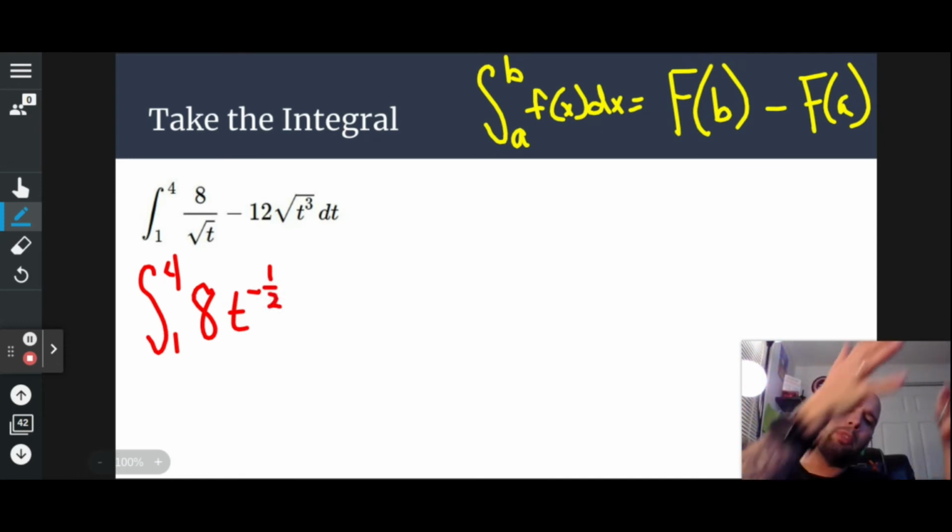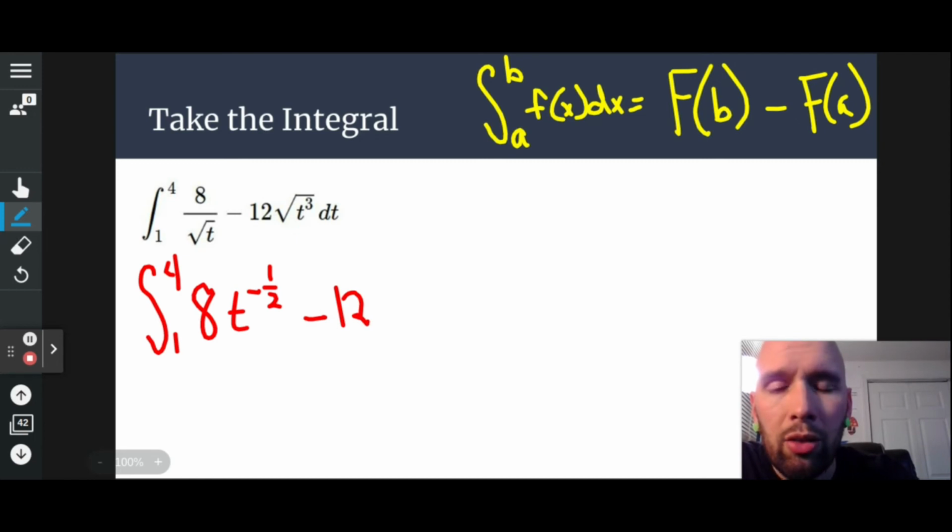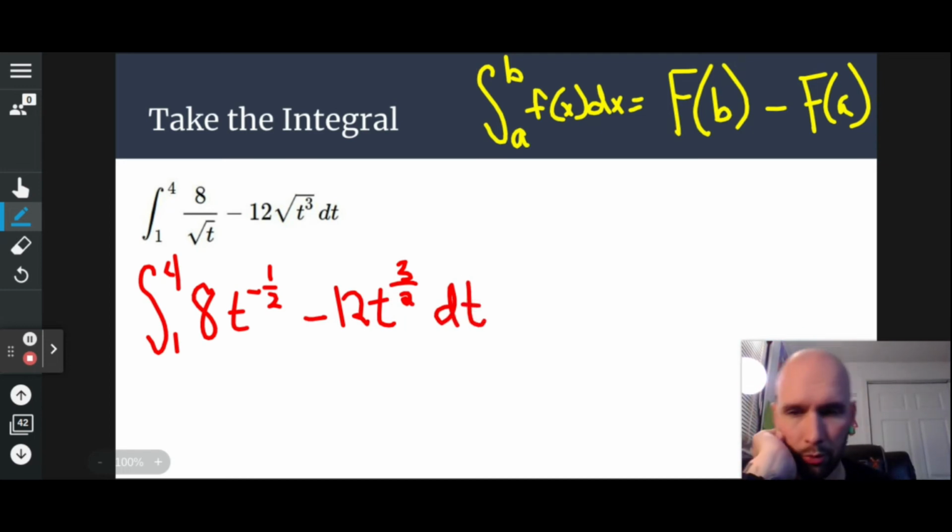I took this t on the bottom and made it t to the half, because it's square root. Then brought it up and made it t to the negative 1/2. Minus, and I'm going to call this 12 t to the 3 over 2 dt. Okay.